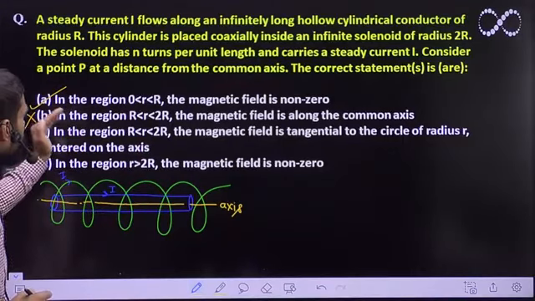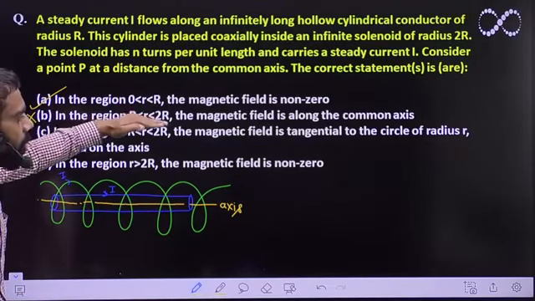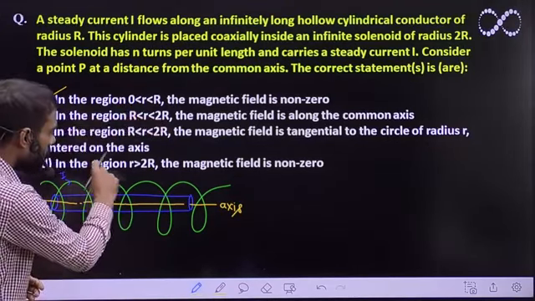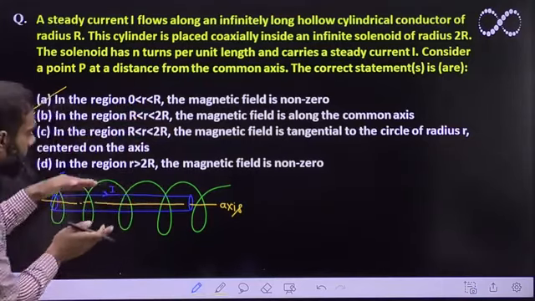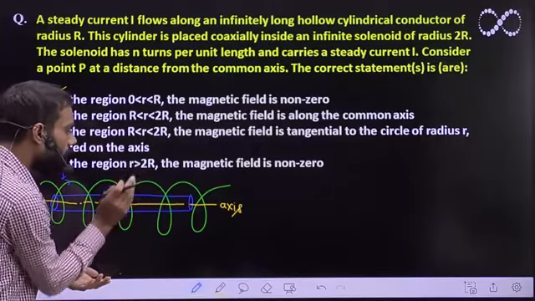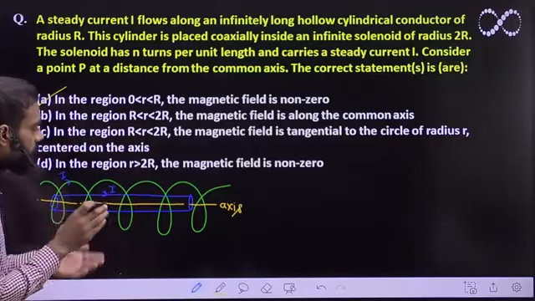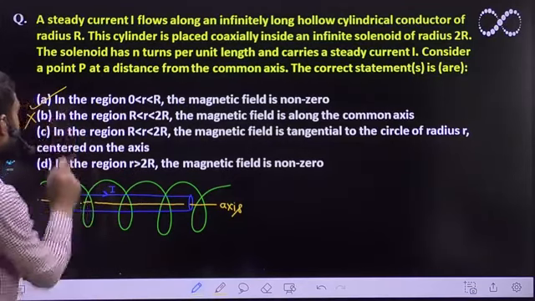Once again I make you understand. See, in option B the magnetic field is said to be along the common axis. From the solenoid the field will be along the axis, that is correct, but due to the cylinder the field will not be along the axis, it will be perpendicular to the axis. So when both vectors get added, the resultant will not be along the axis. So option B is wrong.